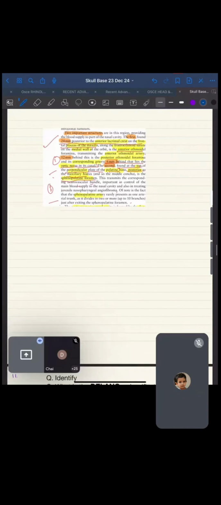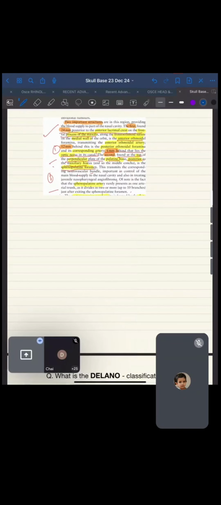Okay, again going through this. So over here I'd like to take this, this is your anterior lacrimal crest. Posteriorly, 24 mm behind this you will have the anterior ethmoidal artery, 12 mm behind that you will have the posterior ethmoidal artery, and 6 mm behind that you will have the optic nerve. Okay, so you should remember this.